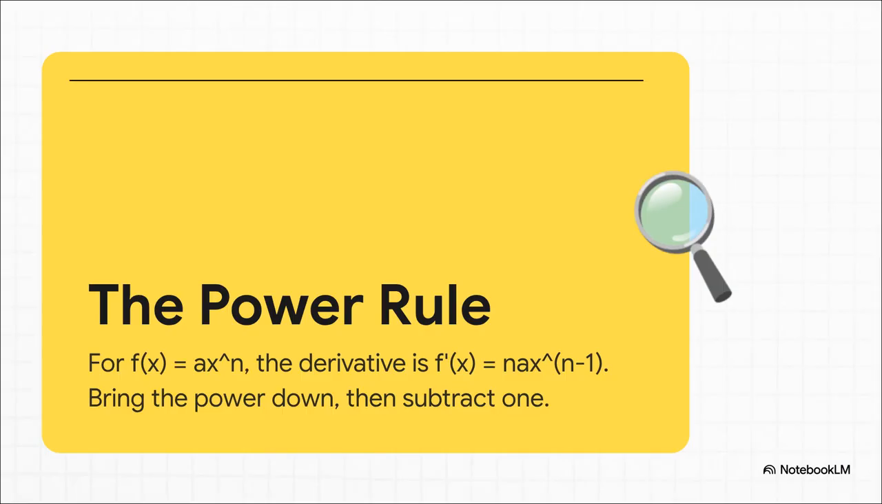The first and most important rule, the one you'll use all the time, is the power rule. This is your new best friend for any polynomial. It's super simple. For any term like ax to the power of n, you do two things. 1. Bring the power n down to the front and multiply. 2. Subtract 1 from the original power. That's it. It's clean, it's fast, and it just works.